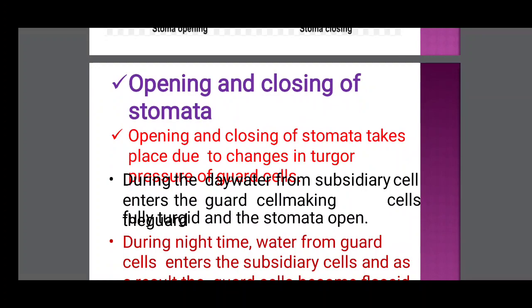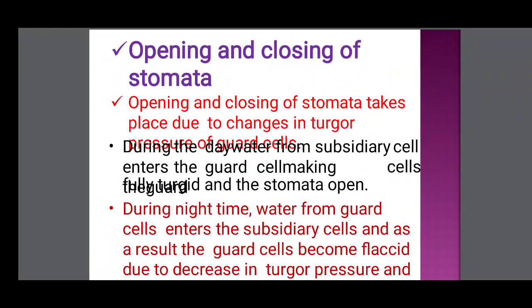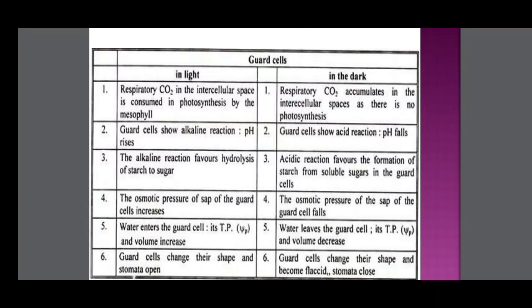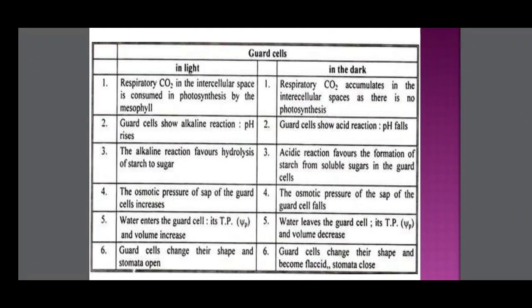The water from the subsidiary cells flows to the guard cells, and turgor pressure forms in the guard cells. Then the guard cells become turgid and the stomata open. At night, the water from the guard cells enters the subsidiary cells. The guard cells become flaccid due to the decrease of turgor pressure, and the stomata close. So the guard cells function in light and in the dark.